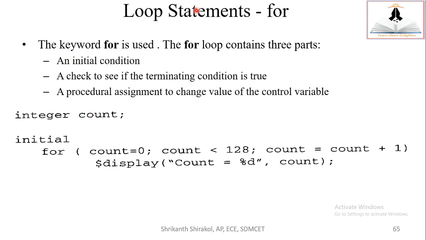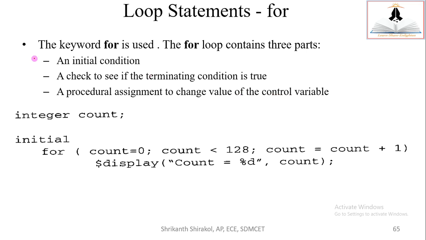Then we saw around two examples on while statements, and we also understood it through Xilinx. In this session, we begin with the loop statement for. The keyword used for the for loop is for itself, all small case. It contains three parts, as in the case of C programming: an initial condition, a check to see if the terminating condition is true, a procedural assignment to change a value of the control variable.